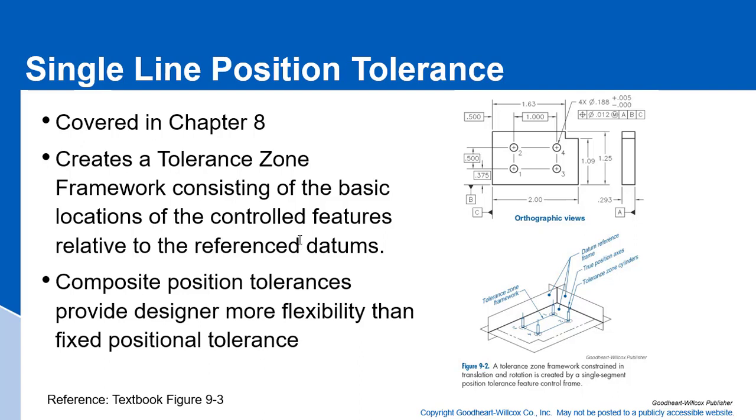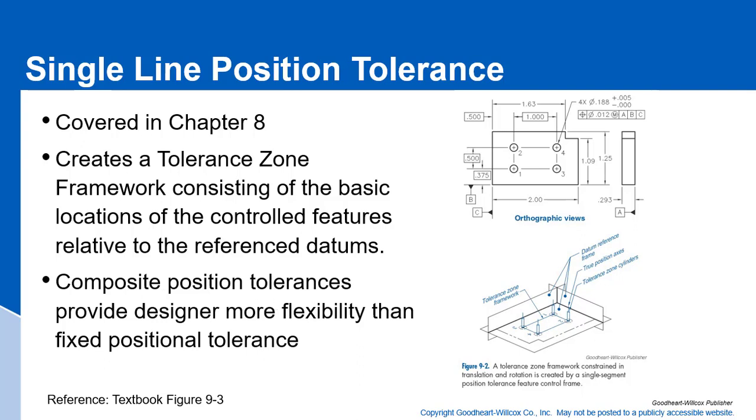In your textbook, on page 333, it explains that the tolerance zone framework is made up of the basic locations of the controlled features relative to one another and relative to the reference datums. So the tolerance zone framework consists of the datums and the basic dimensions that locate the holes that are used in the positional tolerance. So that is what a tolerance zone framework is. A composite position tolerance provides the designer more flexibility than just this fixed single line position tolerance.